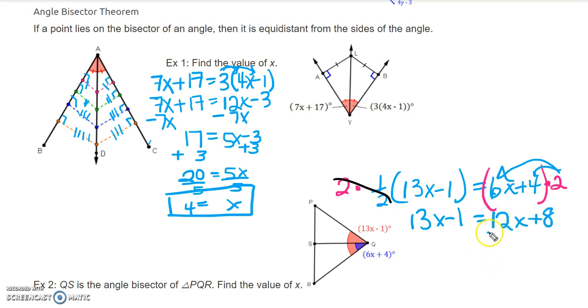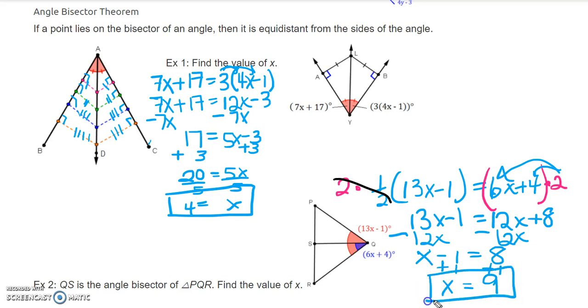I'm going to solve for x. So I'm going to take my smaller x, and I'm going to subtract it from both sides, and I get x minus 1 is equal to 8. And then I'm going to add 1 to both sides, and x is equal to 9. So there's my answer. X is equal to 9 for the value of x.